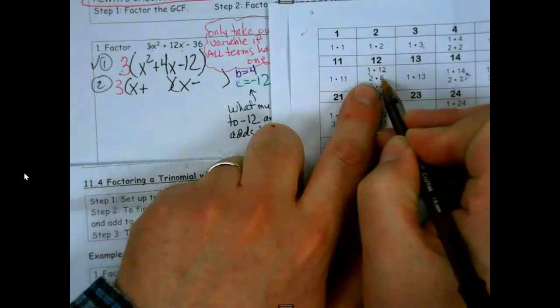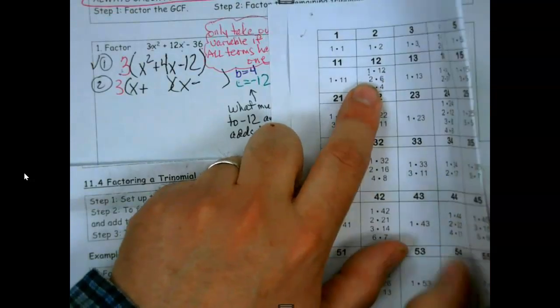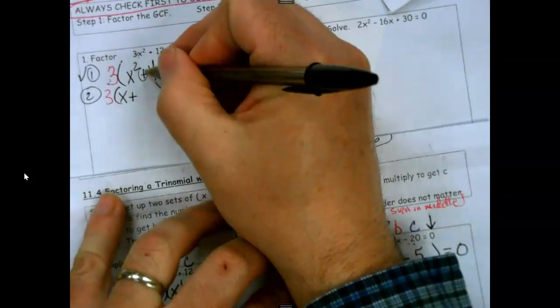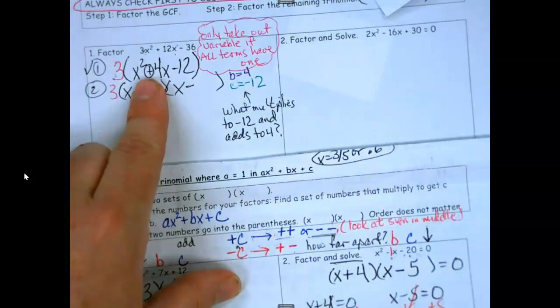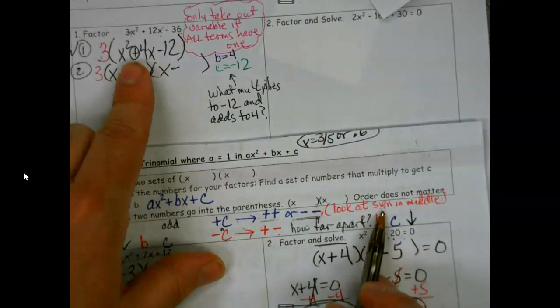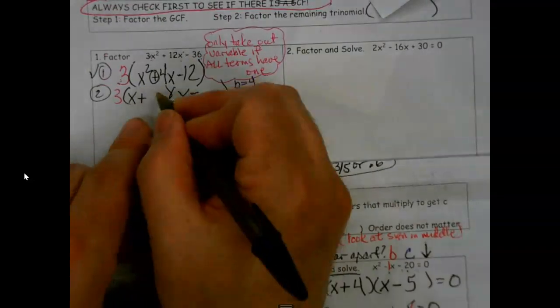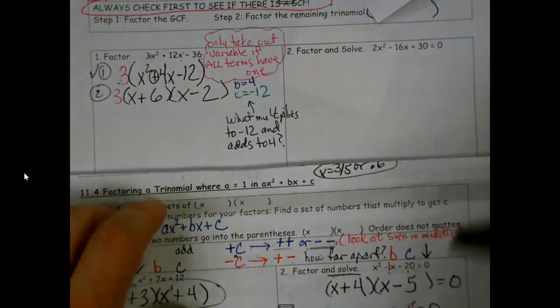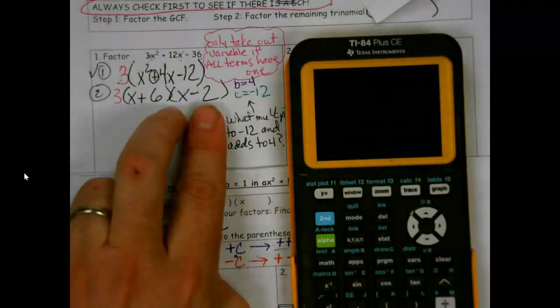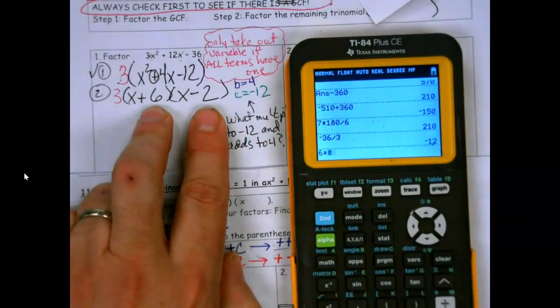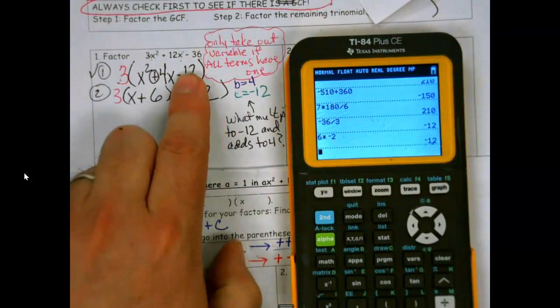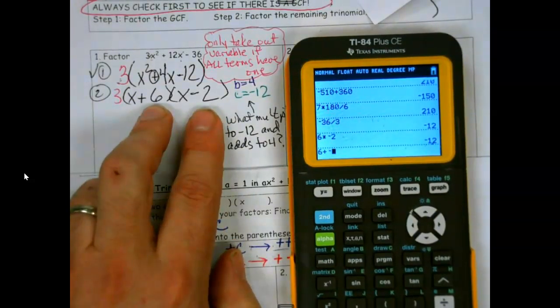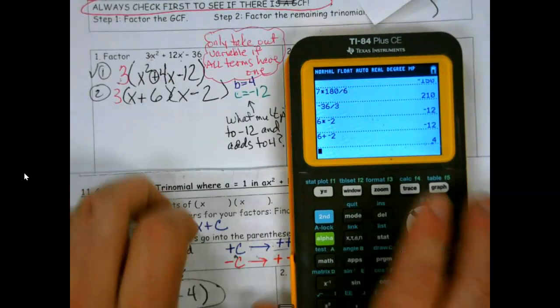Can I just put the 2 and 6 anywhere? No. Look at the sign in the middle. That tells me the sign of the bigger number. So, 2 and 6, because now I could check and say, hey, 6 times negative 2 is negative 12. 6 plus negative 2 is positive 4.